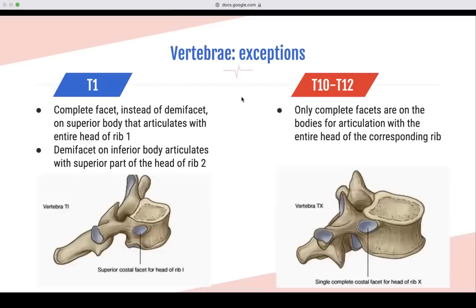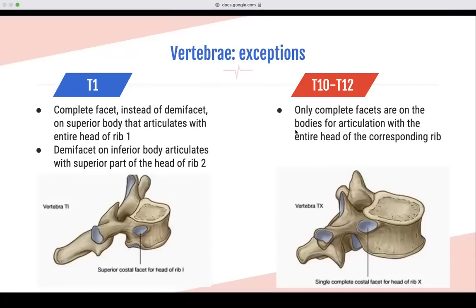So these are some exceptions to the thoracic vertebrae. You have T1, it has a complete facet instead of a demifacet superiorly. So here, instead of it being a half demifacet, it has a complete one, and it articulates with the entire head of rib 1, because we said rib 1 only has one facet. Inferiorly, it has a demifacet, however, that articulates with the superior part of rib 2.